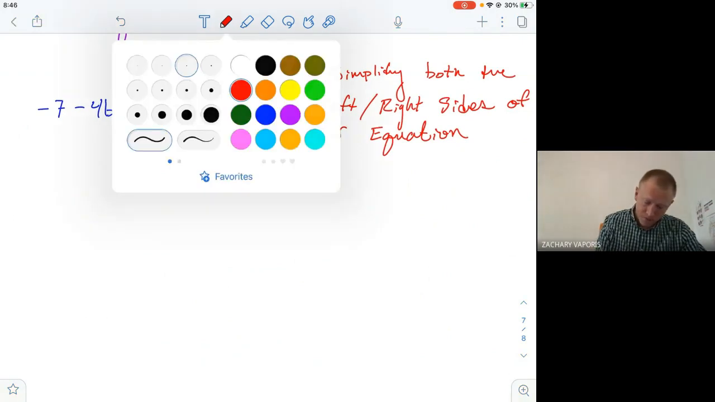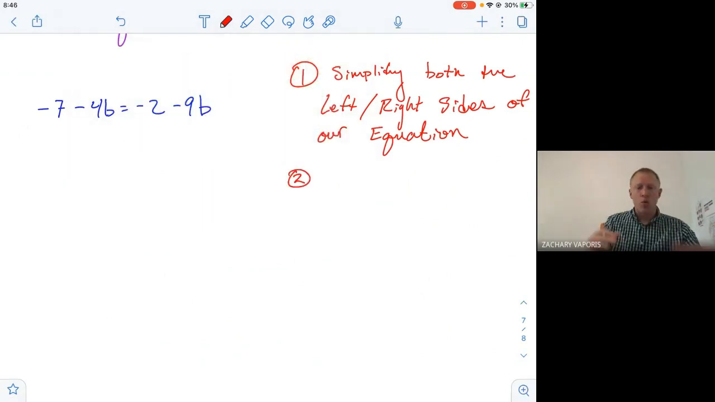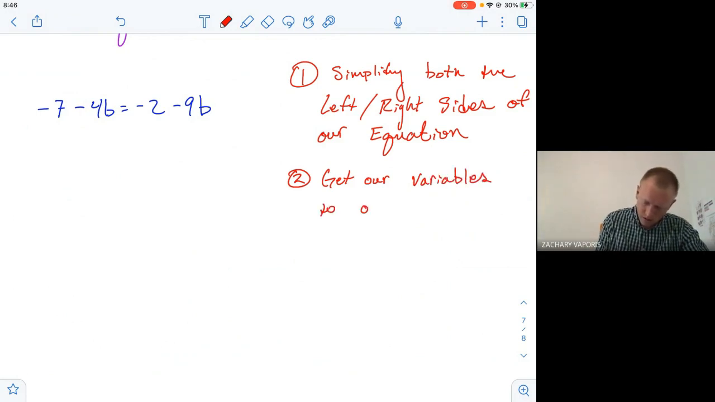Number 2, okay, step number 2. Once you have simplified it as far down as possible, right? We want to make things as easy as possible once we start doing this. We ask this question, right? We go back to this, hey, there's problems on both sides. Okay, there's problems on both sides. How do we deal with that? And the way we deal with this is we get our variables to one side of the equation. Okay, this is what we do.